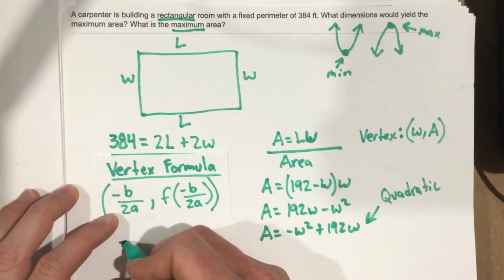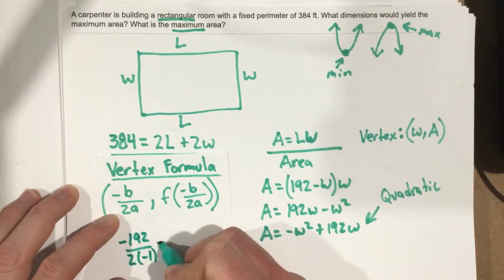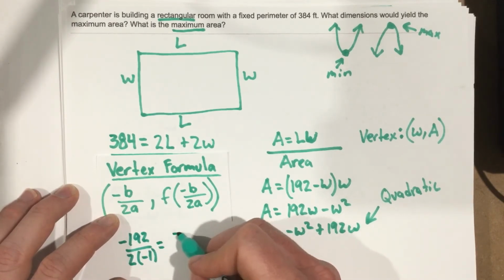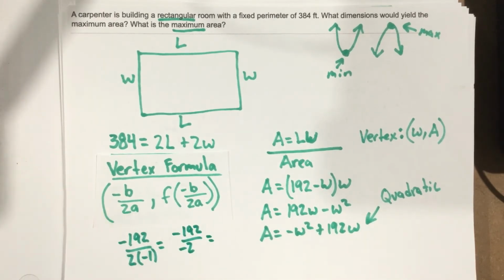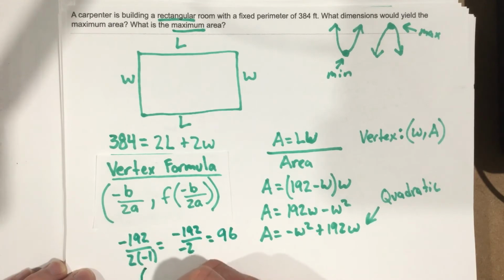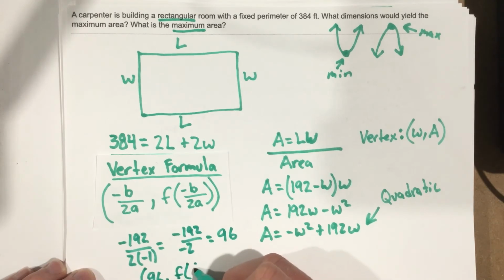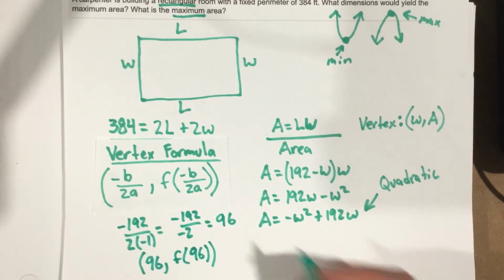So we're going to start with negative 192 over 2 times negative 1. That gives you negative 192 over negative 2, which is 192 divided by 2, which is 96. So the width here is 96. So we're going to go ahead and write that as our W value there, which means our area is a function with 96 plugged in for the width. So what's f of 96?